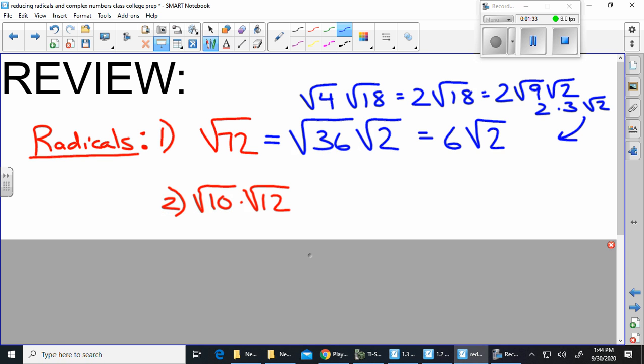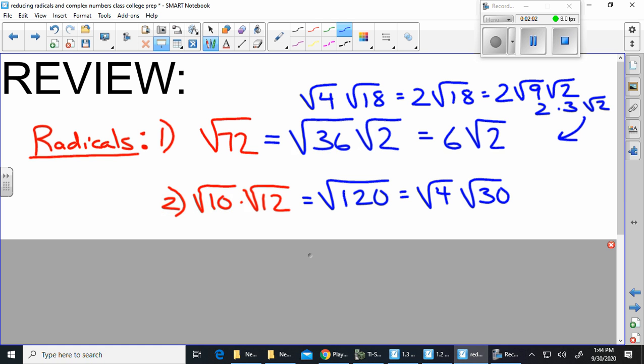Second one, if I have a radical times a radical, don't try to break each one up, multiply it. Square root of 10 times square root of 12 is square root of 120. Now reduce 120. So you're thinking what perfect square goes into 120? Well, 4 will go into 120 30 times.